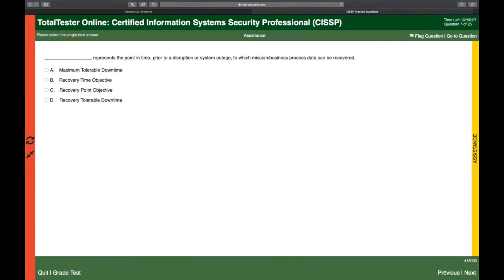Number 7, blank represents the point in time prior to a disruption or system outage to which mission/business process data can be recovered. Yeah, this was a layup too based on our course material. Recovery of data. Anybody? Charlie. I agree. Roger. Recovery point objective, the point at which the data is recovered.